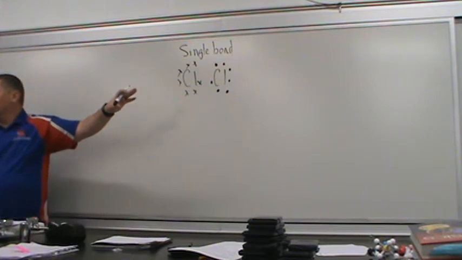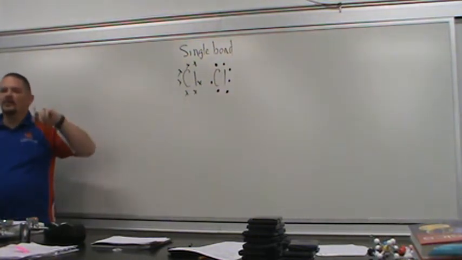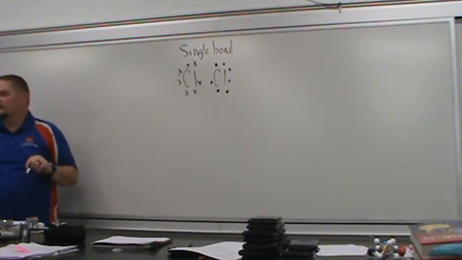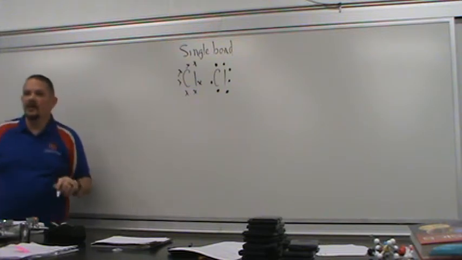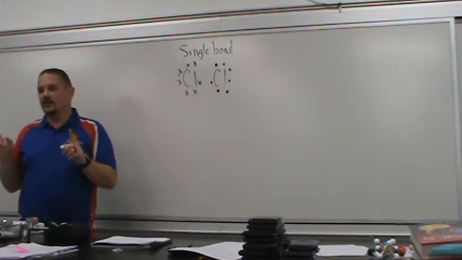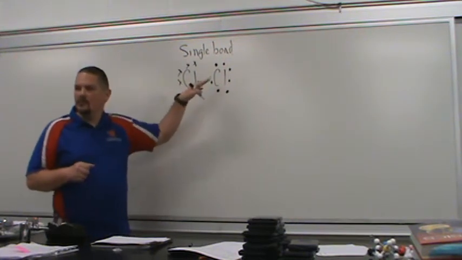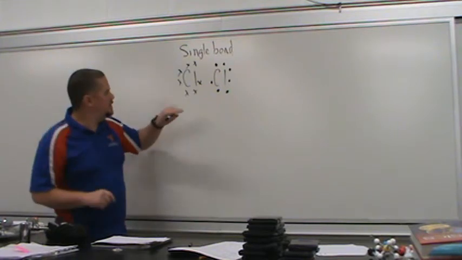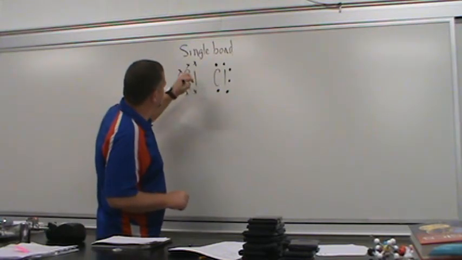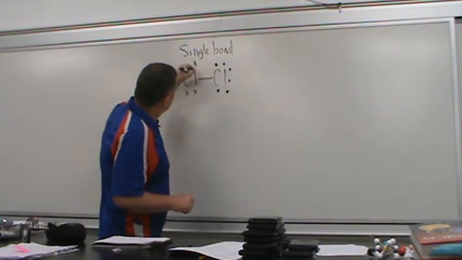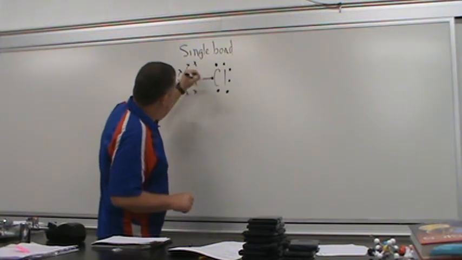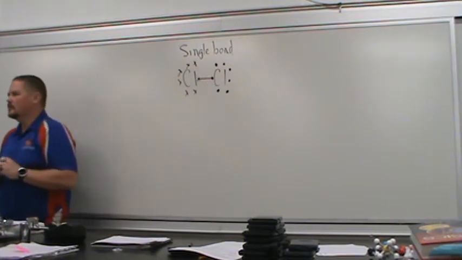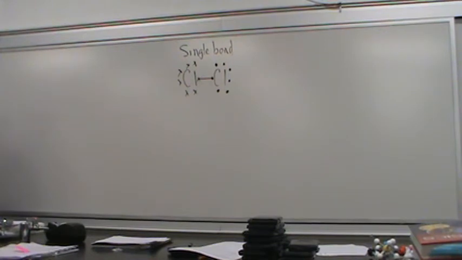We look at our chlorine atoms. How many unpaired electrons does the chlorine atom have? 1. Okay? And how many more electrons does the chlorine atom need to reach the octet rule? 1 more. So since both of them have an unpaired electron, and they just need 1 more to reach the 8, they are going to share those unpaired electrons between the 2. And that's how we get a single bond.